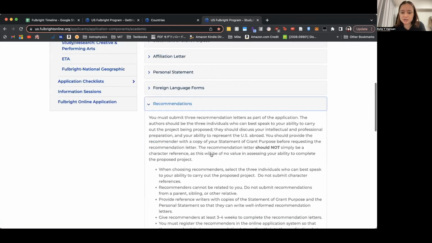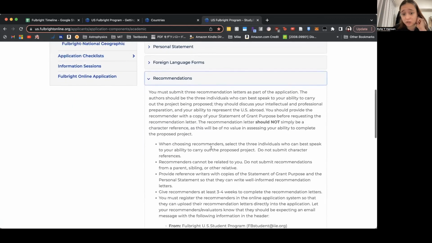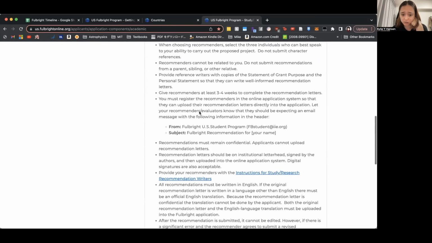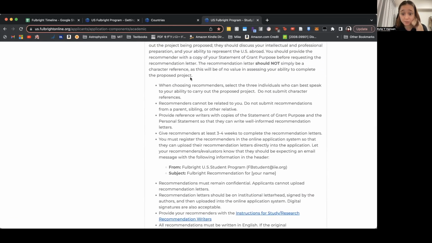Okay, next is recommendations. This one's pretty straightforward. You will need 3 recommendation letters. And there are some suggestions on who they should be. Basically, the individuals should be people who can best speak to your ability to carry out the proposed project. So hopefully people who have done research with you, or who have done research related to your project that you're hoping to do.